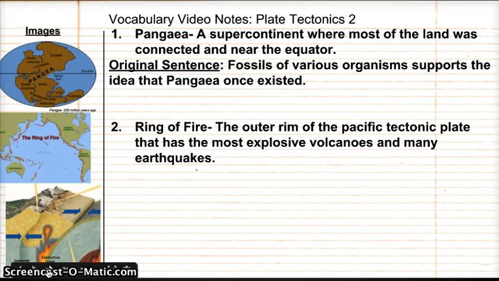Okay, take a minute to, as best as you can, draw the Ring of Fire. Here's the original sentence. Go ahead and come up with one right here in this spot.